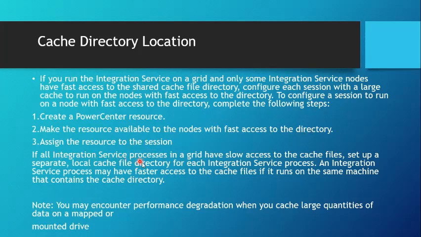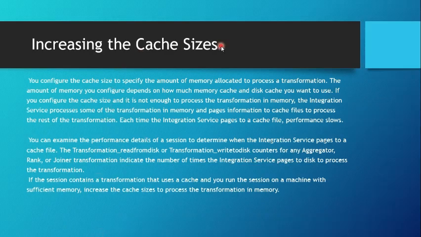If all Integration Service processes on a grid have slow access to the cache files, set up a separate local cache file directory. You can create another directory for each Integration Service process, which may have faster access to the cache files if it runs on the same machine that contains the directory. Note if you have encountered performance degradation when you cache a large quantity of data in a mapping, mount the drive. Next, increasing the cache size: each option is also available, so you can just go through these things.